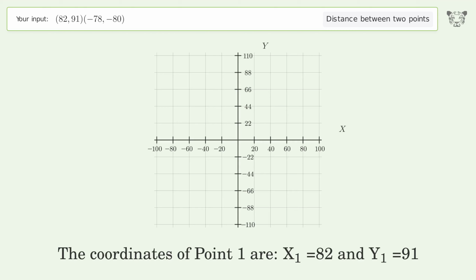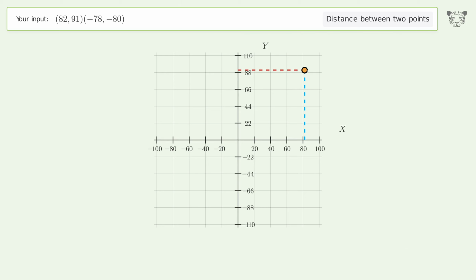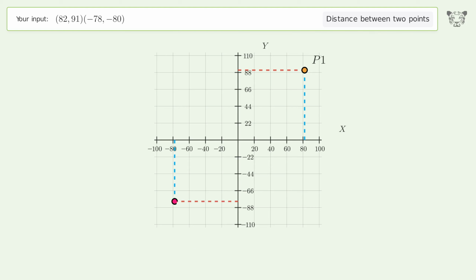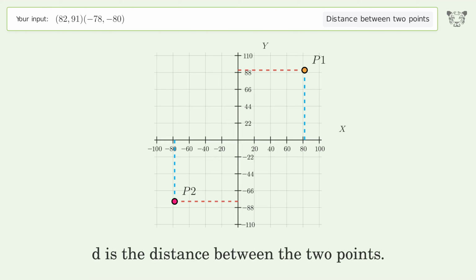The coordinates of point 1 are, x1 equals 82 and y1 equals 91. The coordinates of point 2 are, x2 equals negative 78 and y2 equals negative 80. D is the distance between the 2 points.